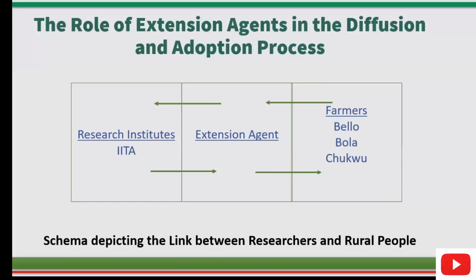If it's a question, the agent will ask the research institute, the institute seeks an answer. If it's a disease, the extension agent takes it from the farmer and back to the research institute. The research institute finds a solution. And after that, they send it again back to the farmer through the extension agent. So you see the role of the extension agent is quite important to the research institute as well as the farmer in the rural area.